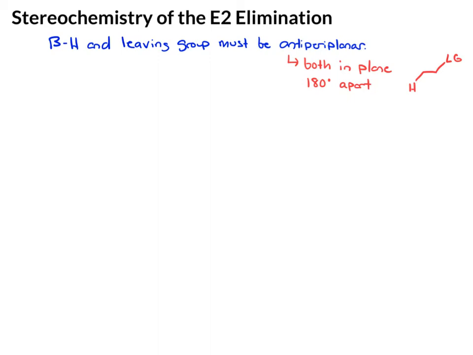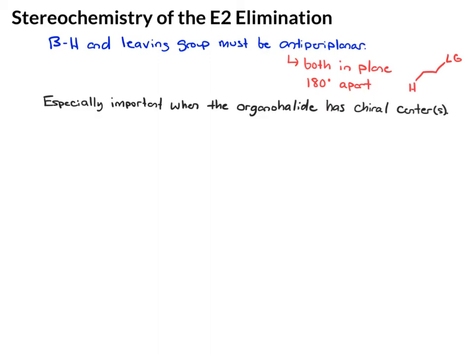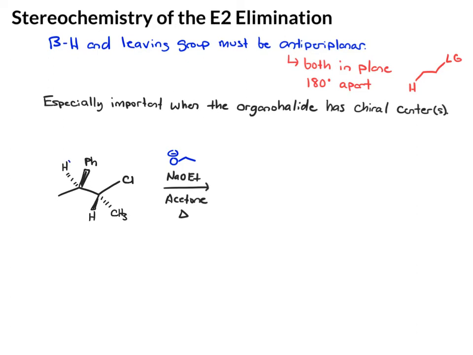This whole thing is especially important when your starting organohalide has chiral centers. So let's take, for example, this organochloride that has 2 chiral centers in it. And we're going to react this with sodium ethoxide. I'll use the solvent acetone, and I'm going to heat it just to make sure elimination is favored. So the sodium ethoxide is O-ethyl minus, that's a small base. So that's going to prefer this beta hydrogen, which will give the most substituted alkene.